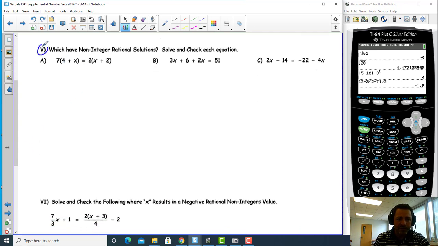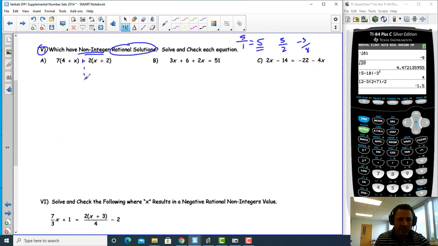In Roman numeral 5, we've got to solve the equations and determine which of them would be non-integer rational solutions. Non-integer rational solutions, so rational means fractional, any number that can be written as a fraction, so that could include 5 over 1. But when we say non-integer, we mean you can't simplify it to equal the whole number or its opposite. There should be a partial value involved. So we're looking for answers that are like 5 divided by 2, or negative 3 divided by 8, or some fractional value with a denominator other than 1 when we simplify it.